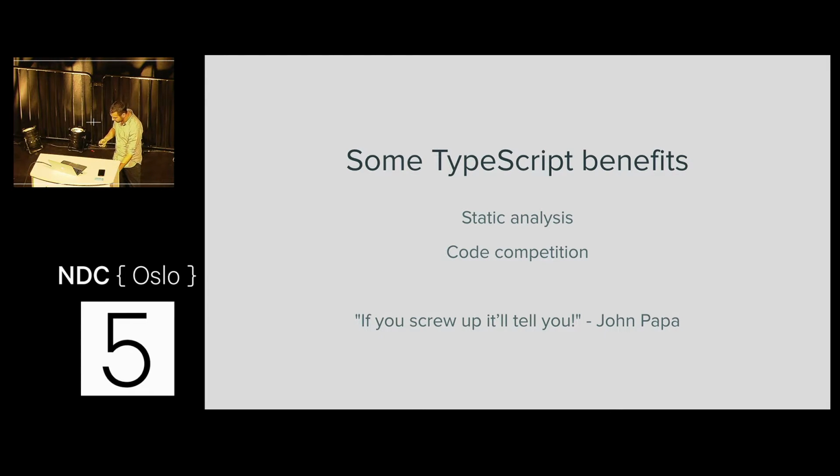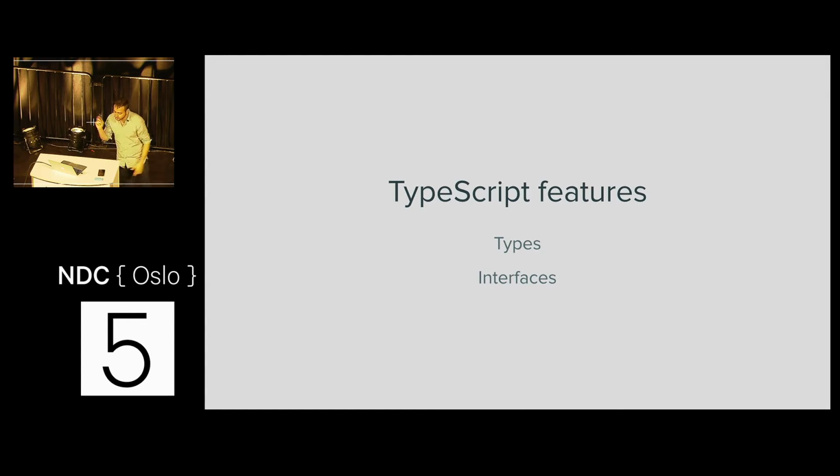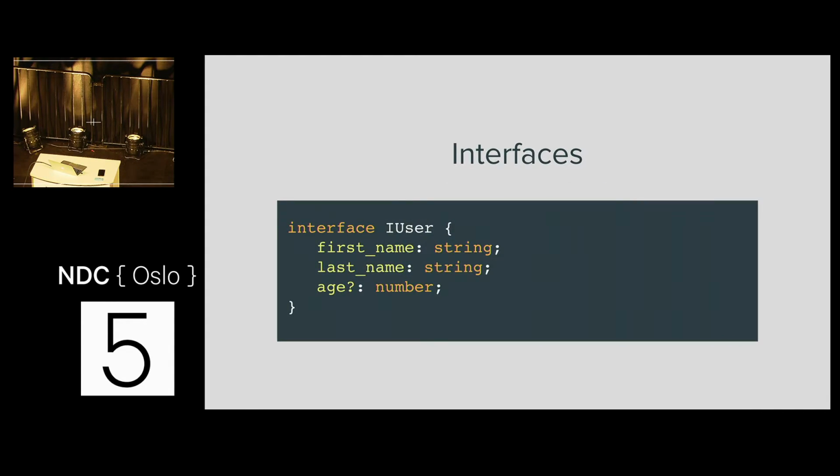And then there are other TypeScript features. For example, I showed you a bit about types, and I'm really interested in interfaces. So I can create an interface, call it IUser, I for interface. It's just a naming convention. And I know for sure that this interface will have a first name of type string and a last name of type string, and can optionally have an age property of type number. The optional is because of the question mark.